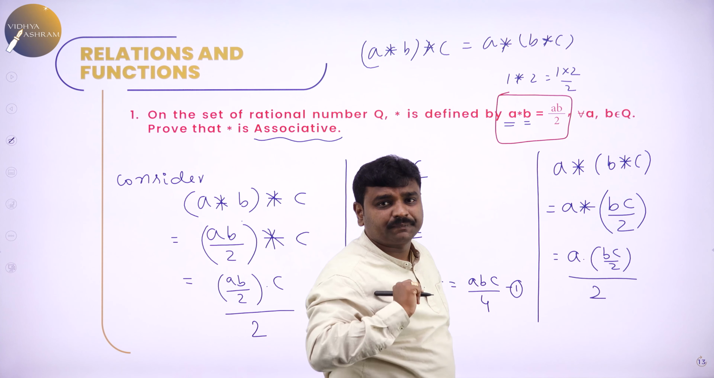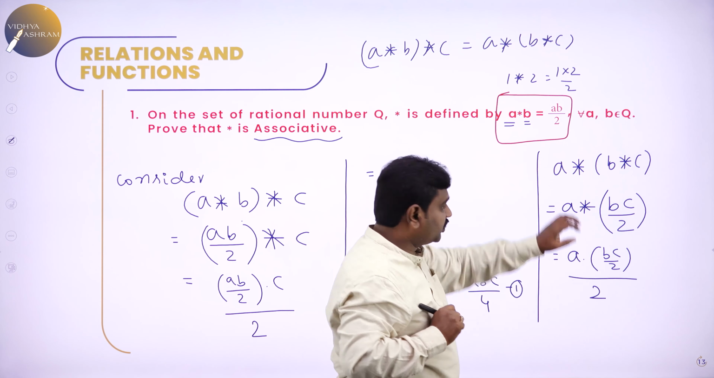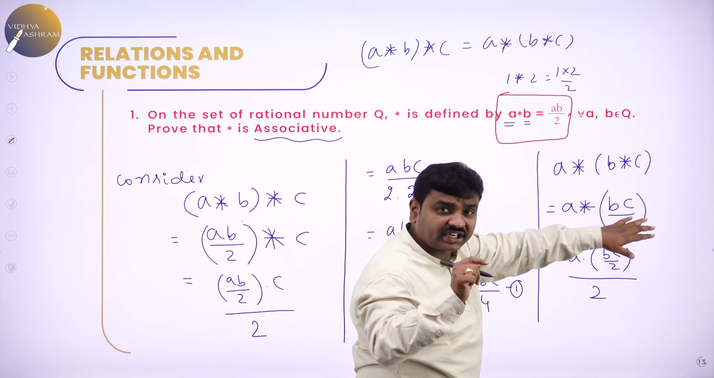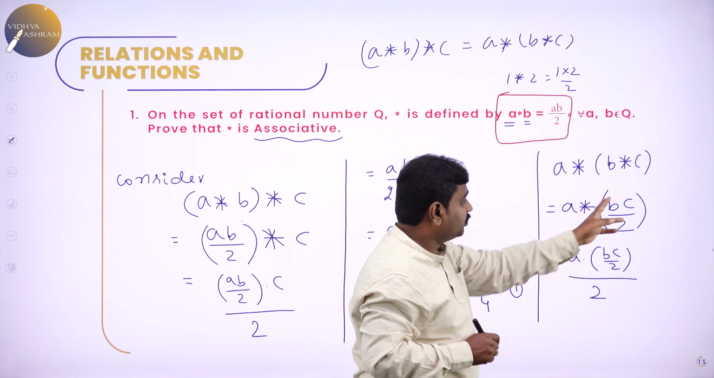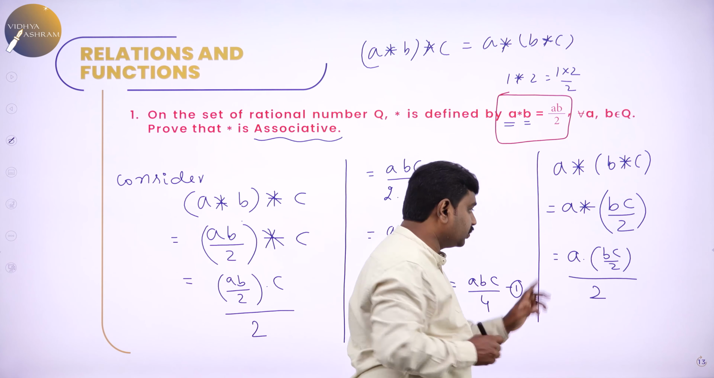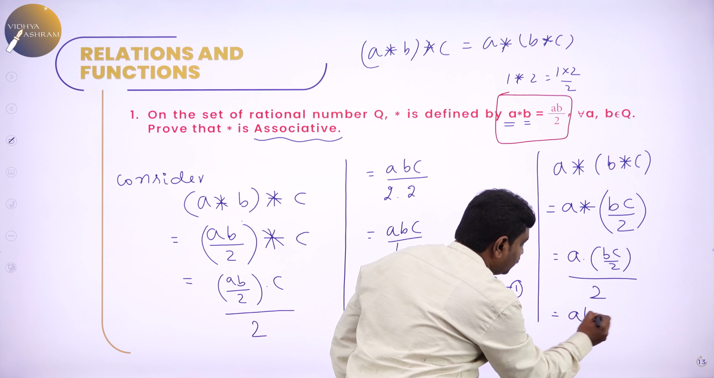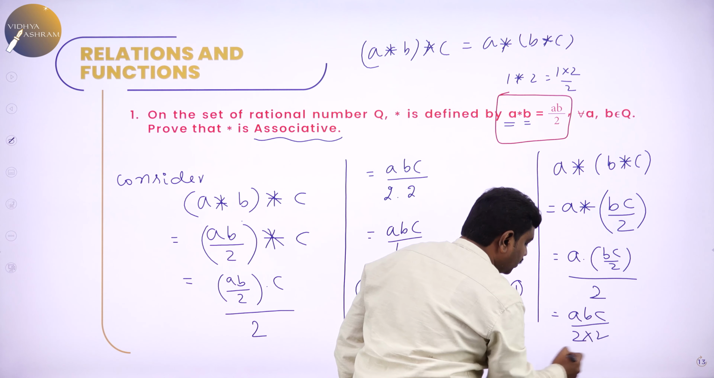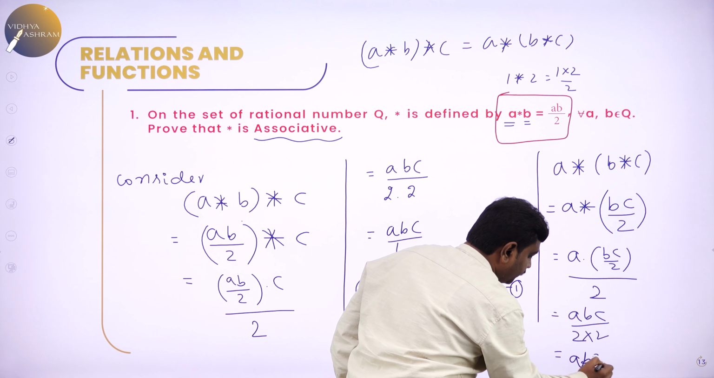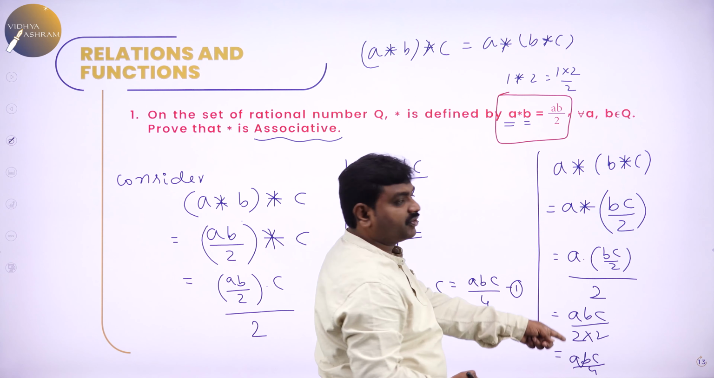Any doubts? Are you able to follow this? First means A, BC by 2, this whole thing is second. First star second is first into second by 2, given in the problem. First means A, BC by 2 is second, first into second by 2. Now simplify, A into BC is ABC, 2 comes to the denominator, already in the denominator we have 2. So it will become ABC by 4.